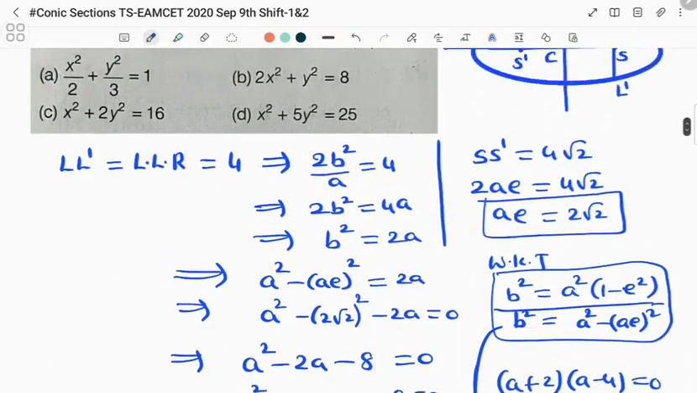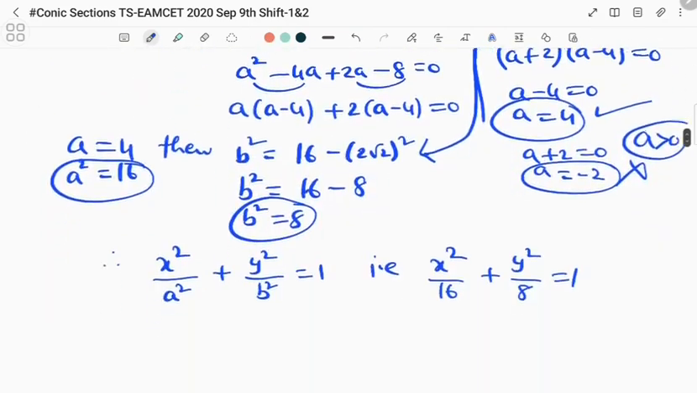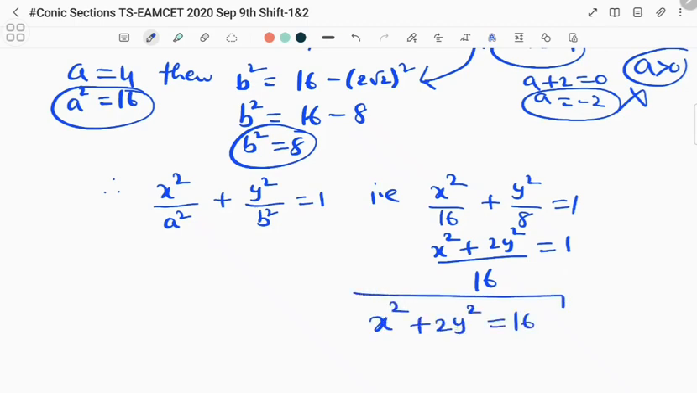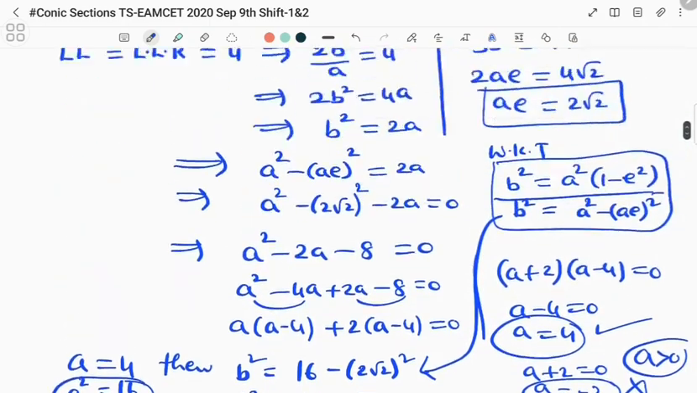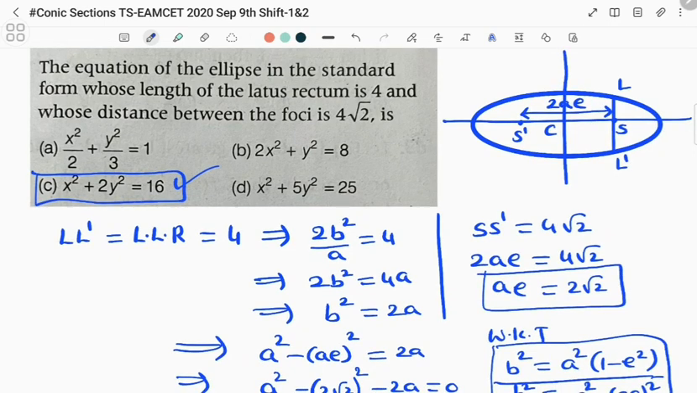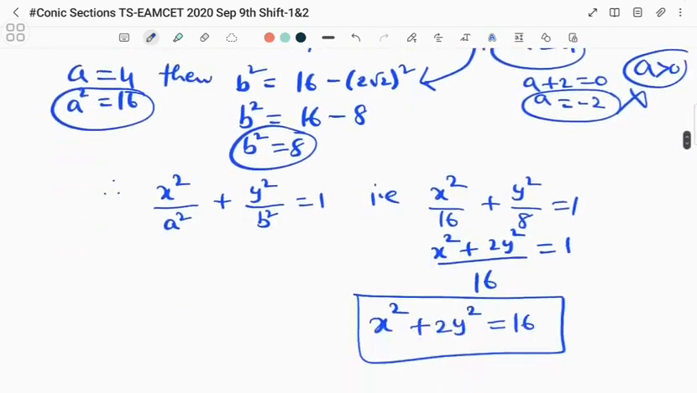Once you check the options, whether it is there or not. So you take the LCM, 16 is the LCM now. So x square plus 2y square is equal to 1 after dividing by 8, so after taking LCM, x square plus 2y square is equal to 16. It is there in option 3, which is the required equation of the ellipse. I hope you understand, dear students. We'll move on to the next question.